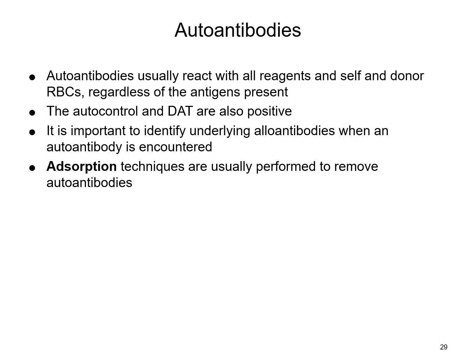Autoantibodies usually react with all reagents and self and donor red blood cells regardless of the antigens present. This is when you have a positive autocontrol and DAT. So it is important to identify if you have any underlying alloantibodies when you have an autoantibody present. If it's present to the point that it's interfering with all of your testing, then you may need to do some various techniques that will help remove those autoantibodies. One of those techniques is absorption. I believe we have another slide to further explain that.